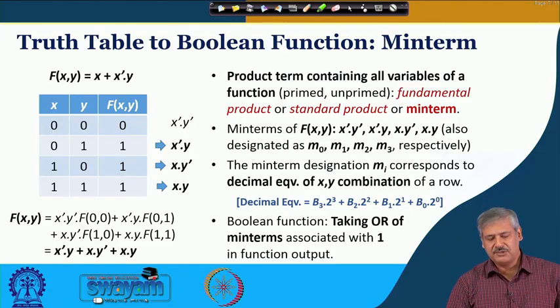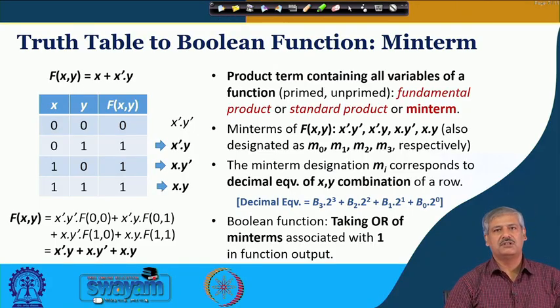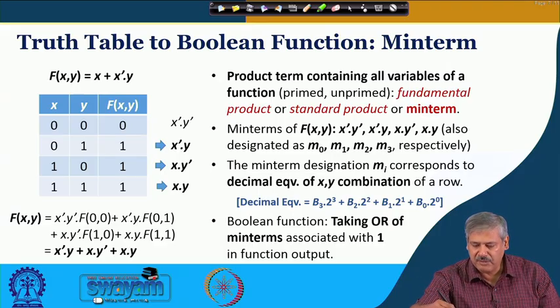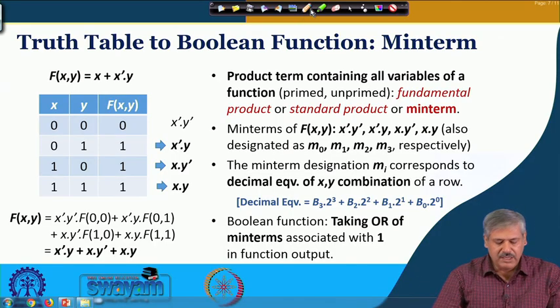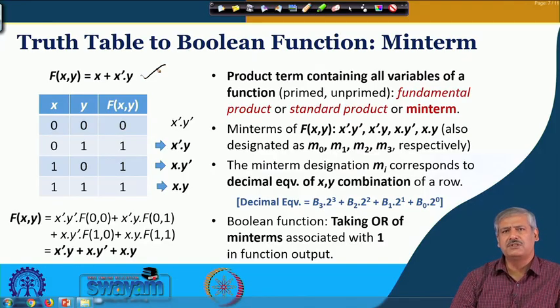So, the last class we ended with the nested version of Shannon's expansion theorem, and we arrived at an expression for a two variable problem, f(x, y). We just took this as an example.